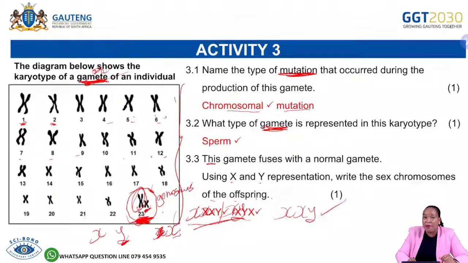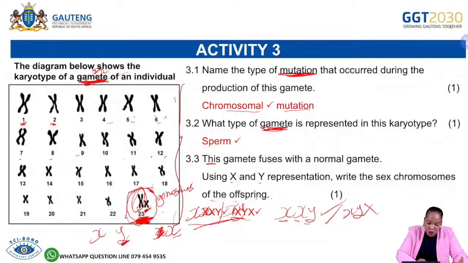So what do you have when you fuse those types of gametes? You will have X, XY, or you can put it in this order, X, Y, and X. So you will still get a mark by putting it in this format. So I hope that was quite clear.